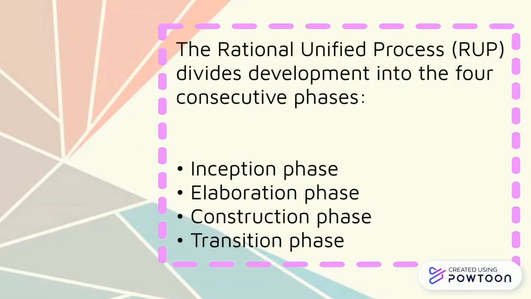The Rational Unified Process divides development into four consecutive phases: one is the inception phase, two elaboration phase, three construction phase, and four transition phase. Each phase is finalized with a milestone. A milestone is a point in time where decisions of critical importance must be made. In order to be able to make those decisions, the objectives must have been accomplished.